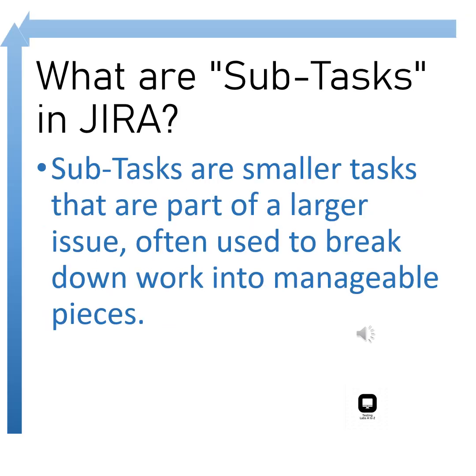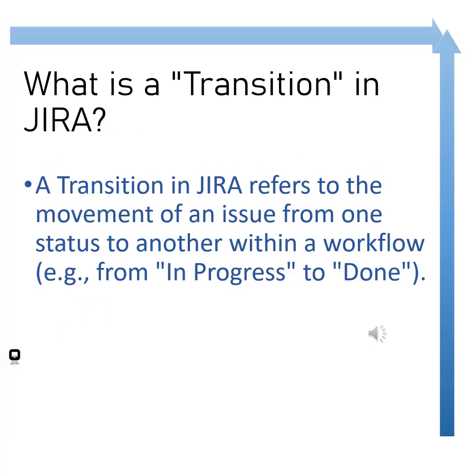What are subtasks in JIRA? So the subtasks are smaller tasks that are part of a larger issue, which is often used to break down work into manageable pieces. What is a transition in JIRA? A transition in JIRA refers to the movement of an issue from one status to another within a workflow. For example, in progress to done is a transition.